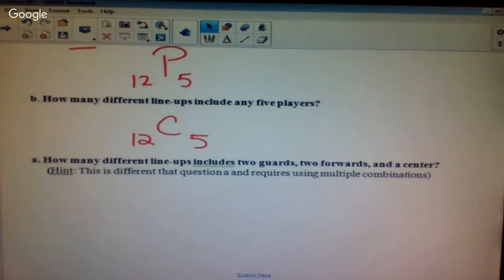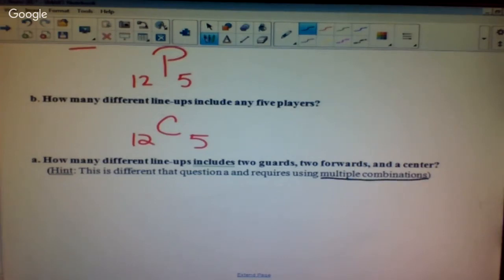Okay, so here's where we start to change it up a little bit. How many different lineups include 2 guards, 2 forwards, and a center? So would that be the P right there? It says hint: this is different and requires the use of multiple combinations. So is it 12, P something P? No. Let's just chill.